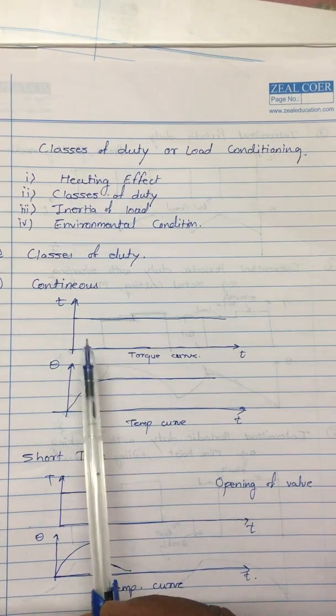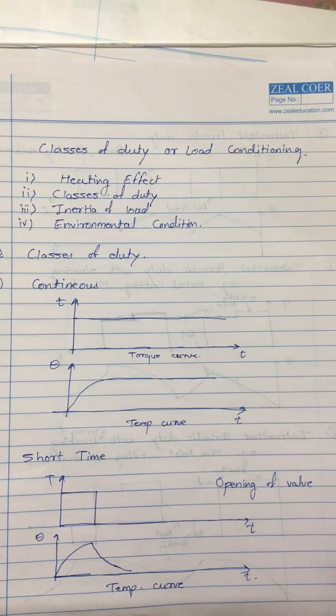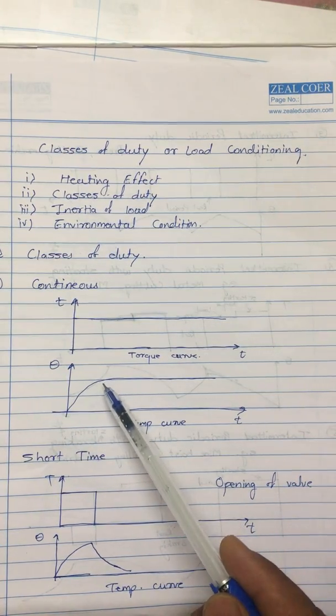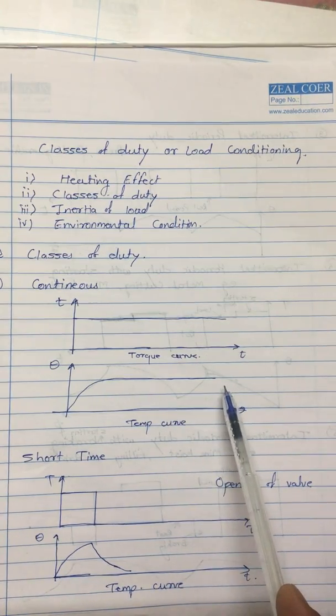Such continuous duty motors are used in paper mills with constant load. The temperature remains constant throughout. So here you can see a little increase in temperature, and after that the steady state temperature is attained.